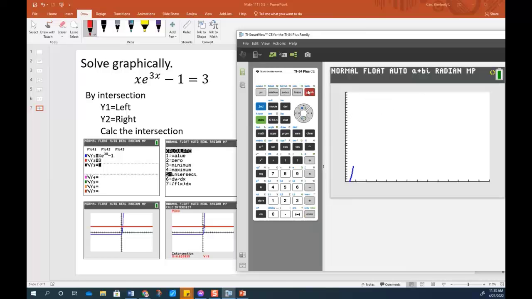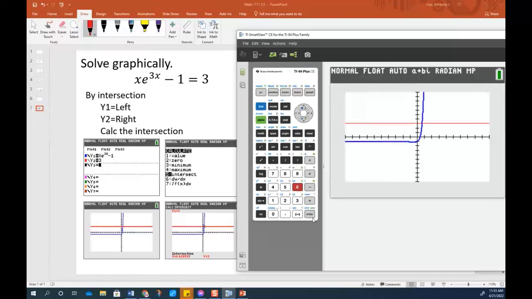All right, now we're going to graph them. And notice this window doesn't look like that window. That's what I'm saying, that you might need to change your window. So to change your window, there's several ways you can do it. If you want to go negative 10 to 10, I can just hit zoom 6. And that's your normal negative 10 to 10 viewing window. Otherwise you can hit window and tell it where to start and stop on your minimums and maximums. But here I can see my intersection. So I want it to calculate it.